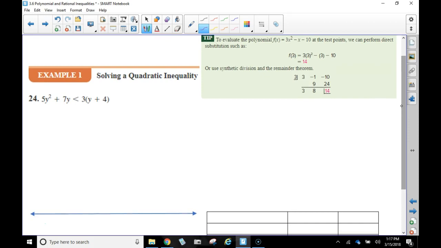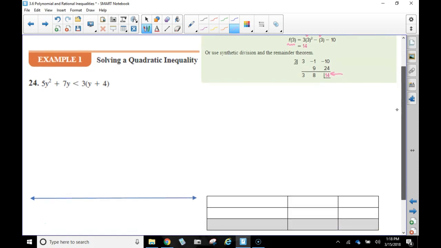So that means to test the chunks. For example, if you wanted to evaluate your function at 3 to see if it's positive or negative, you can plug a 3 into your function. Or remember, using your remainder theorem, you could do synthetic division if you wanted to test to see if that's going to be a positive or a negative. Okay, so keep that in mind.